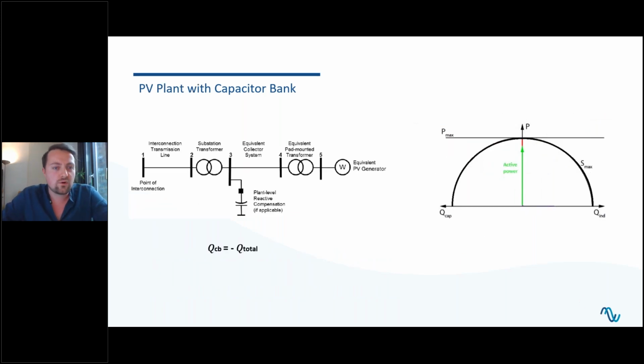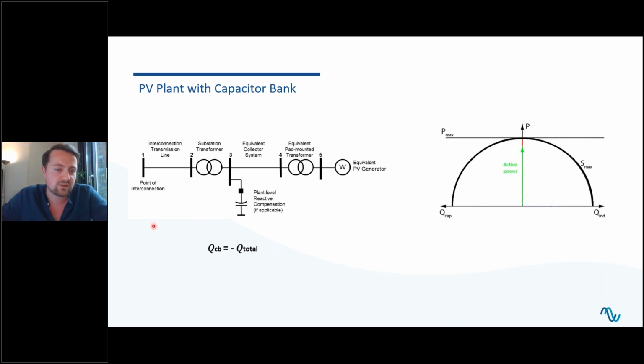The third option, the third method, would be using capacitor banks. Here we have the same system, but now we have a capacitor connected at the MV level of the substation transformer. So basically a very simple formula, and here we're again in an ideal case where the power factor at the point of interconnection is at 1.